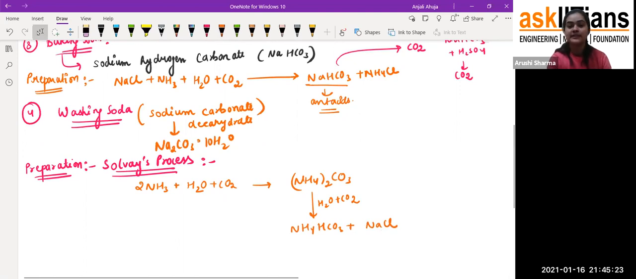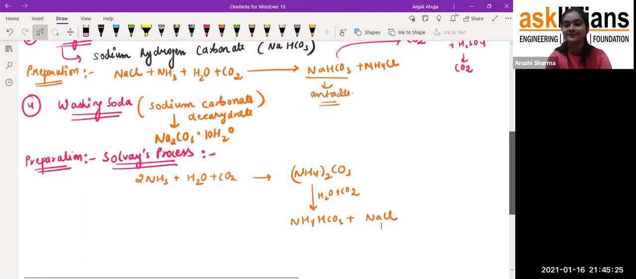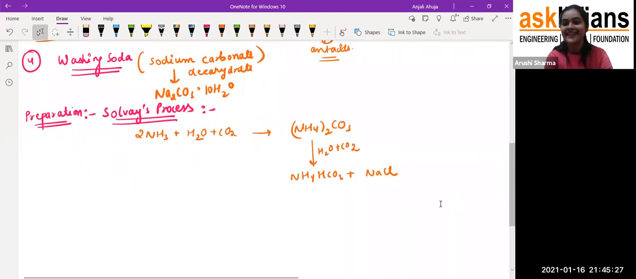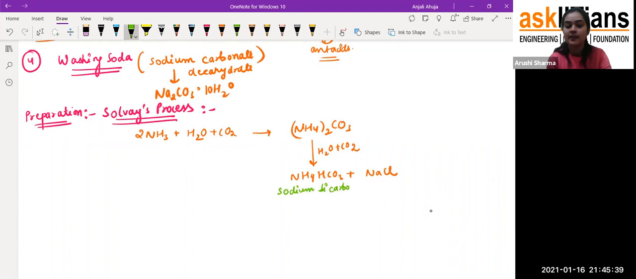I need more space. Why is it not moving down? Yes, it's the sodium bicarbonate. I'll write down the name, otherwise you'll say that ma'am is not writing the name. So it is the sodium carbonate, and this NaCl is very familiar to you, that is the sodium chloride, which is also called common salt.